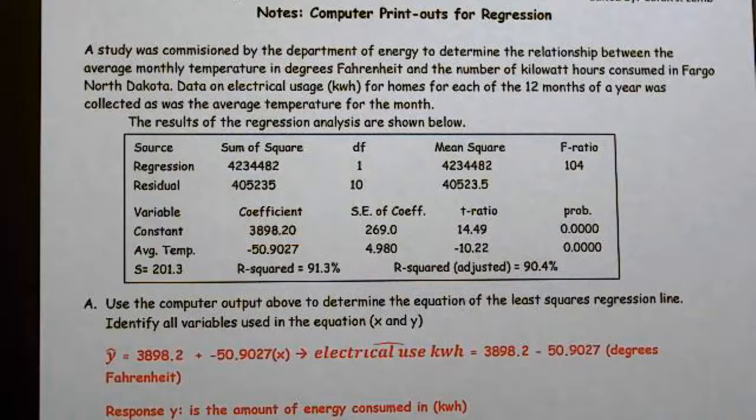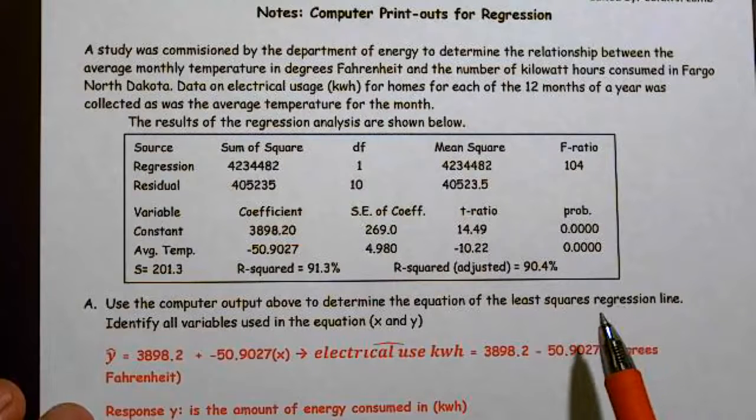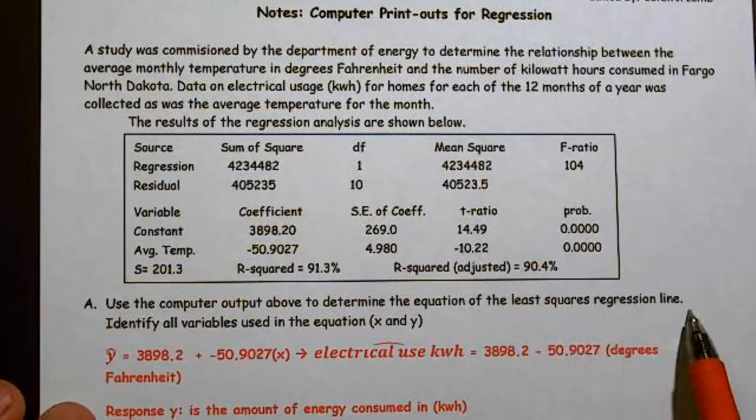So a study was commissioned by the Department of Energy to determine the relationship between the average monthly temperature in degrees Fahrenheit and the number of kilowatt hours consumed in Fargo, North Carolina. How nice. Data on electrical usage for homes for each of the 12 months of a year was collected, and the average temperature for the month was shown below. So we have all this information, and the first thing it says is use the computer printout above to determine the equation of the least squares regression line.